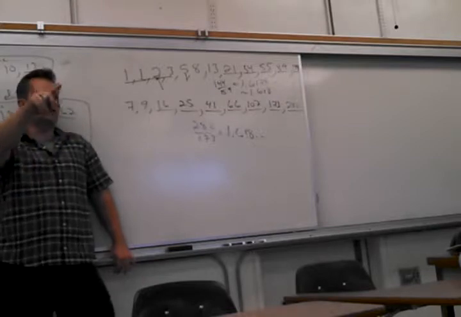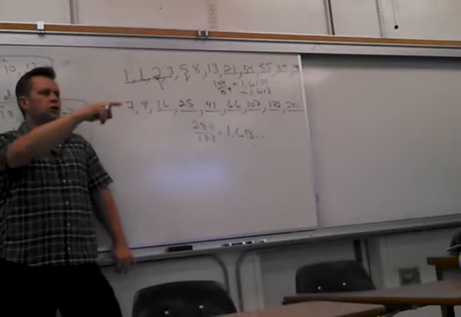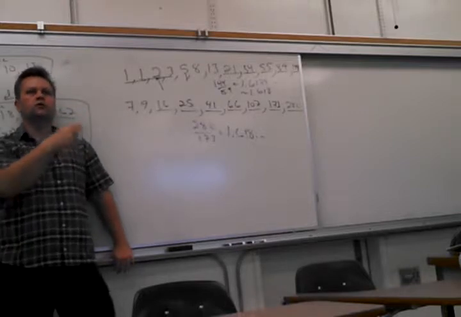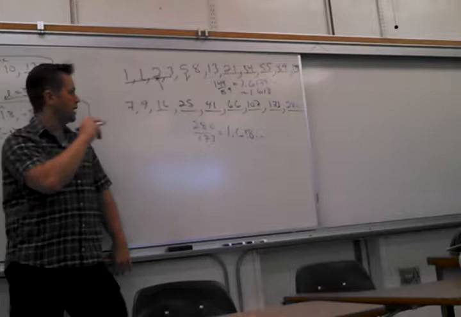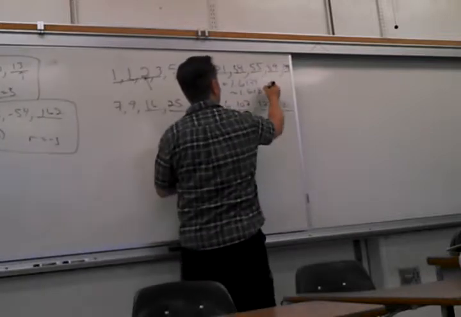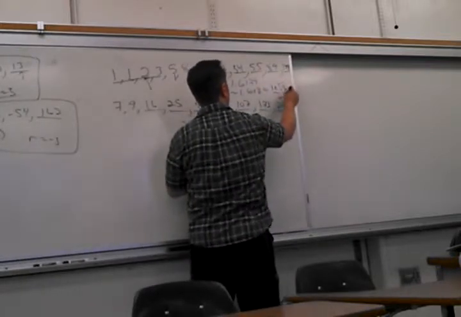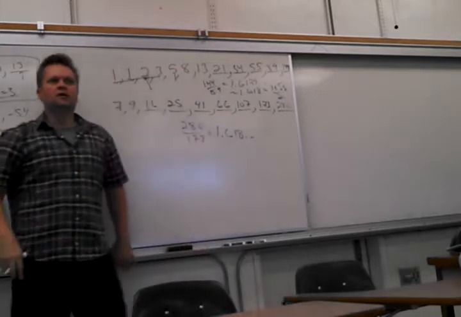If you go far enough out, the ratio of one term divided by the one before it is going to approach this number. It actually approaches exactly 1 plus root 5 over 2. You can try it in your calculator if you want to.